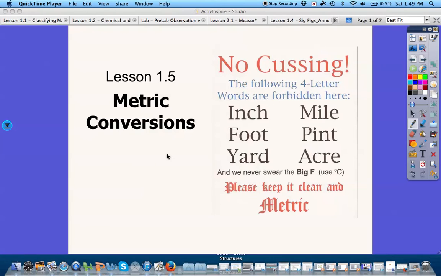So I have a little joke for you. No cussing, no use of the four-letter words here in science. We don't use the inch, the foot, the yard, mile, pint, or acre. Those are all English conversions, and we don't use those in science. We also never swear with the big F for Fahrenheit. We use degrees Celsius instead. So please keep it clean and use the metric system.